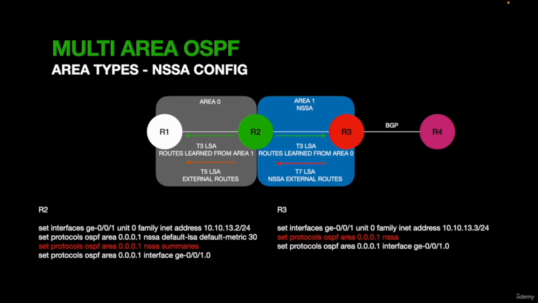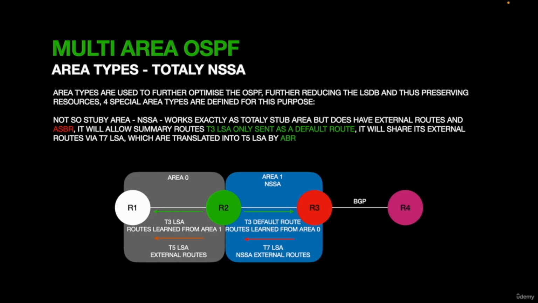The configuration is also pretty simple. As in the stub area, you just specify the not so stubby area with summaries. You specify the default metric, and you specify on router R3 that it is in a not so stubby area. Also, we can have the totally not so stubby area.